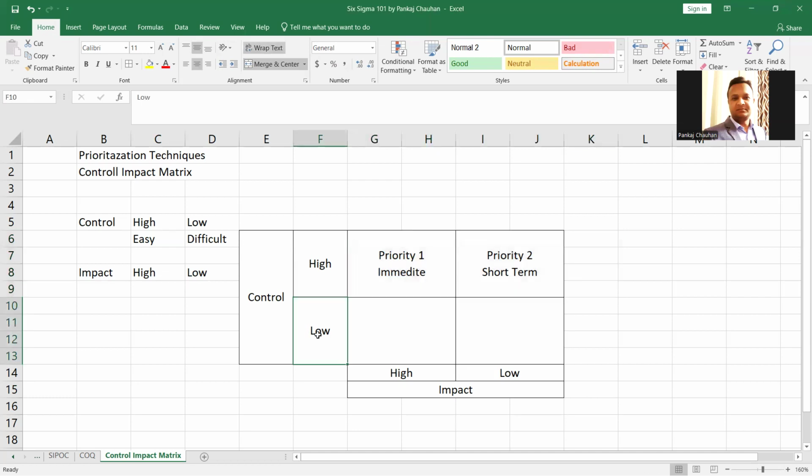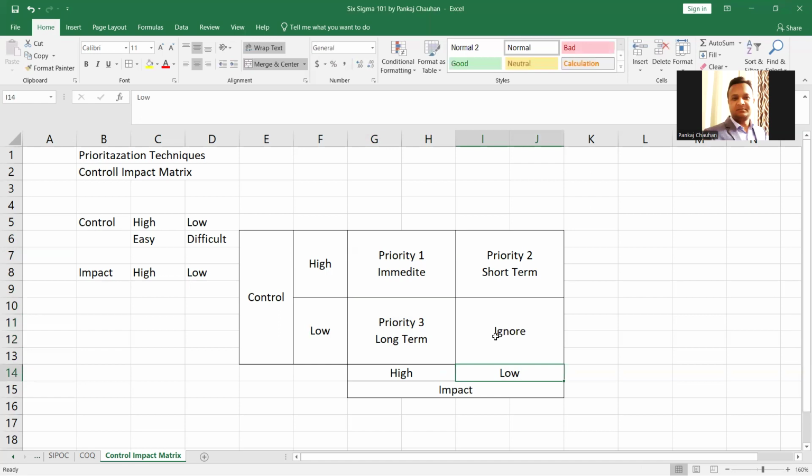Now we go for low control but high impact. These we mark as priority three, and these are your long-term solutions. Priority one, immediate solutions: high control, high impact. Priority two, high control and low impact, implemented in a short span of time. Priority three, when you have low control but impact is high, you have to see what changes you have to bring, approval from the client, changes in the machine and all that will come. And when you have low impact and low control, please ignore them.